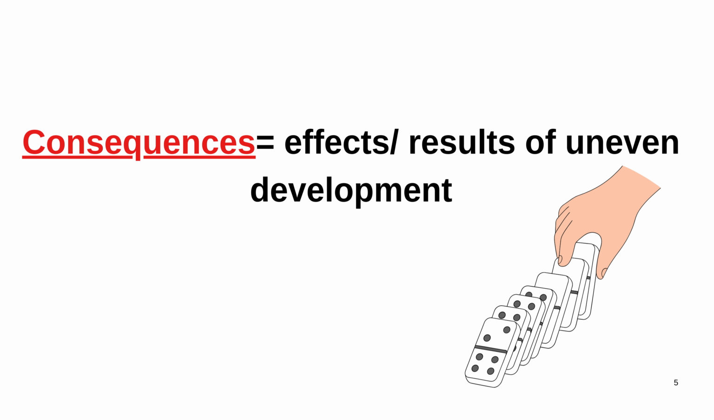So what do I mean by consequence? You really need to look extremely carefully at the question. Make sure you really look at the key words in the question, because causes and consequences are obviously very different. Last time we looked at causes, why uneven development occurs. And this time it's all about the effects and results of uneven development. So what happens because of uneven development? So make sure you've got it really clear in your mind as to which is which.